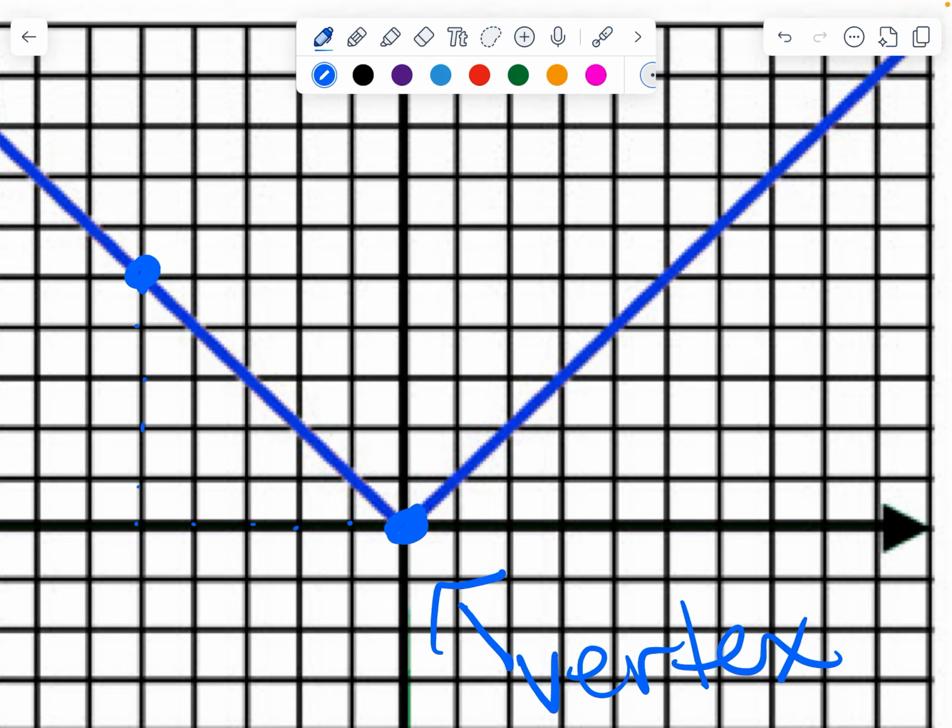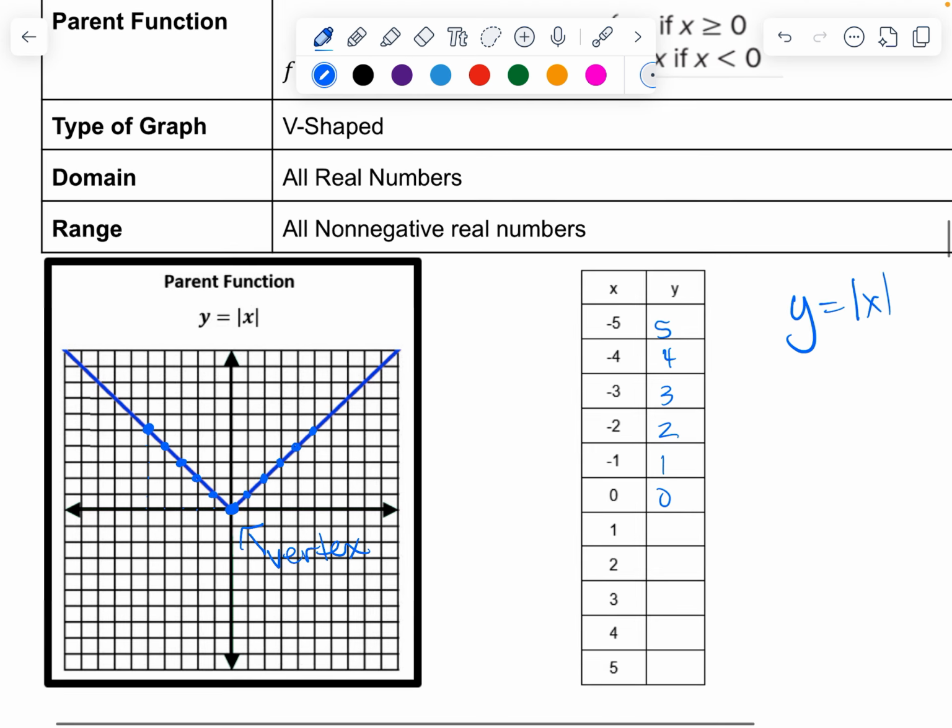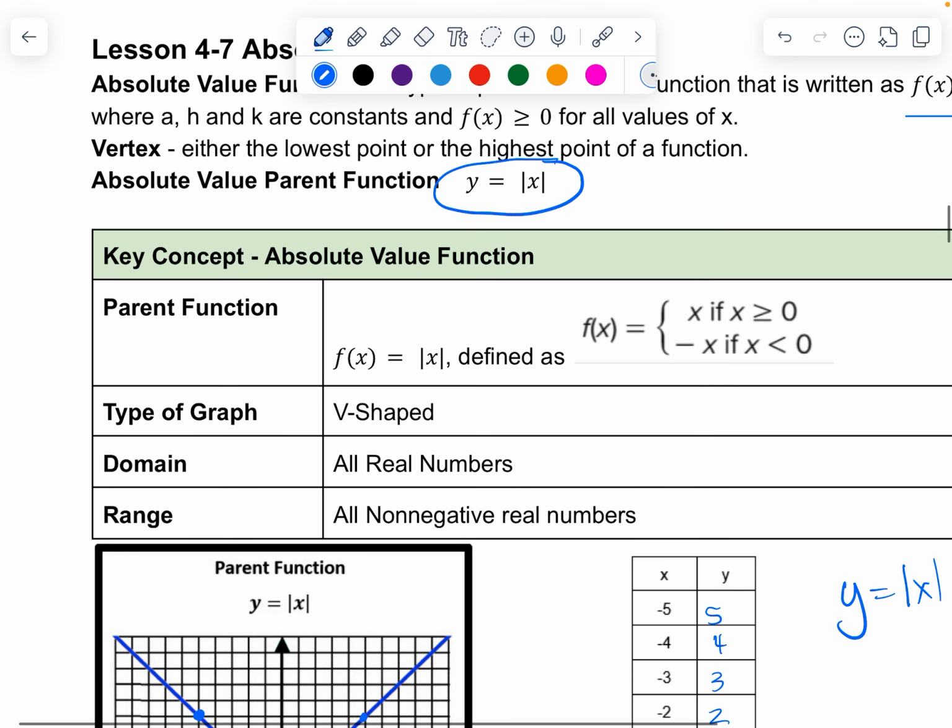Look at that right there. -4, 4. -3, 3. -2, 2. -1, 1. And then on this side, we've got a line of symmetry, and we've got the same thing. So this is 1, 2, 3, 4, 5. Okay? It does make a V shape.